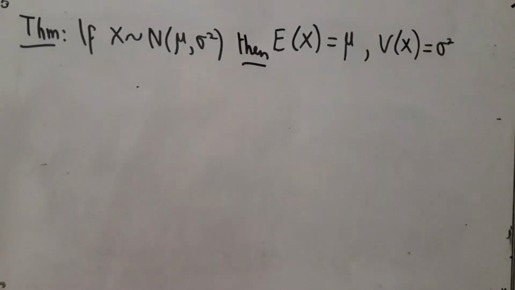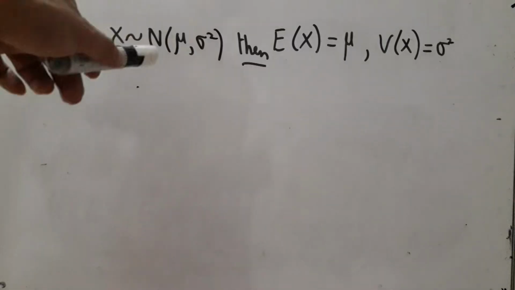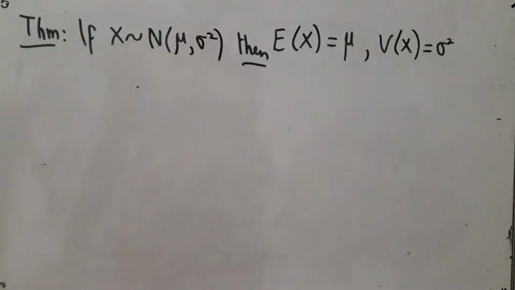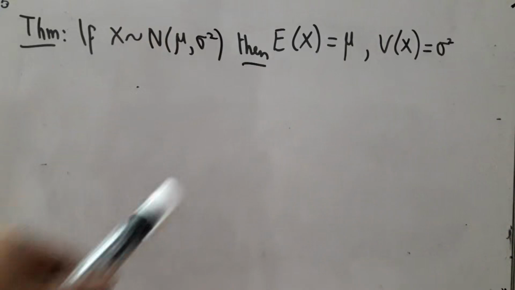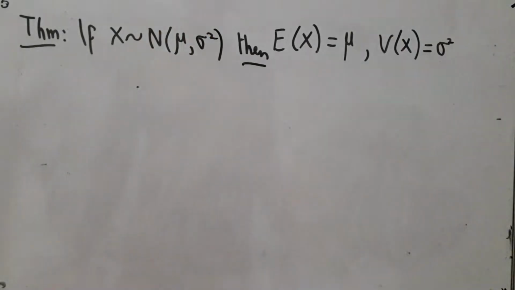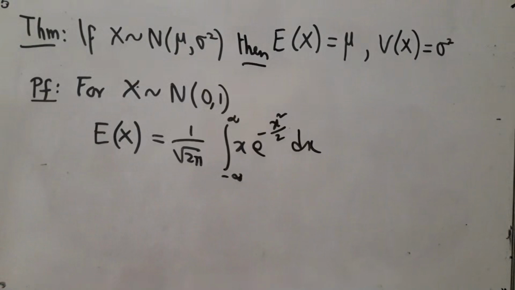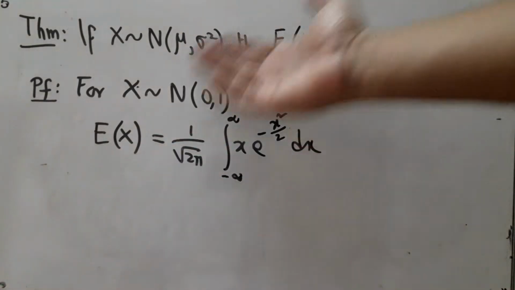The next theorem says that if x has a normal mu, sigma squared distribution, then this mu is the expected value of x and sigma squared is the variance of x. In order to prove this, it's a good idea to start with the standard normal 0, 1. The expected value of x is given by this.